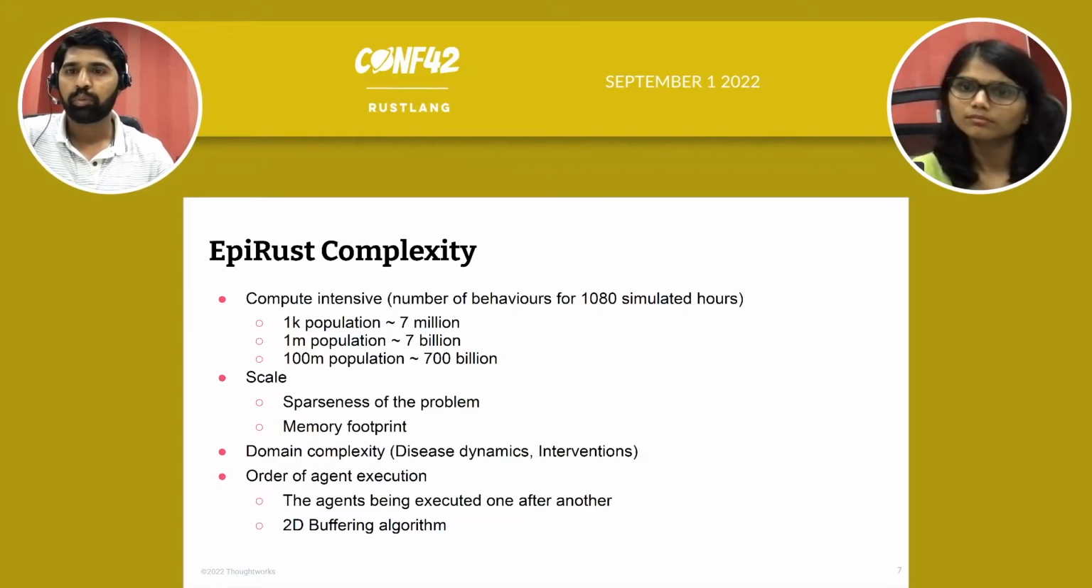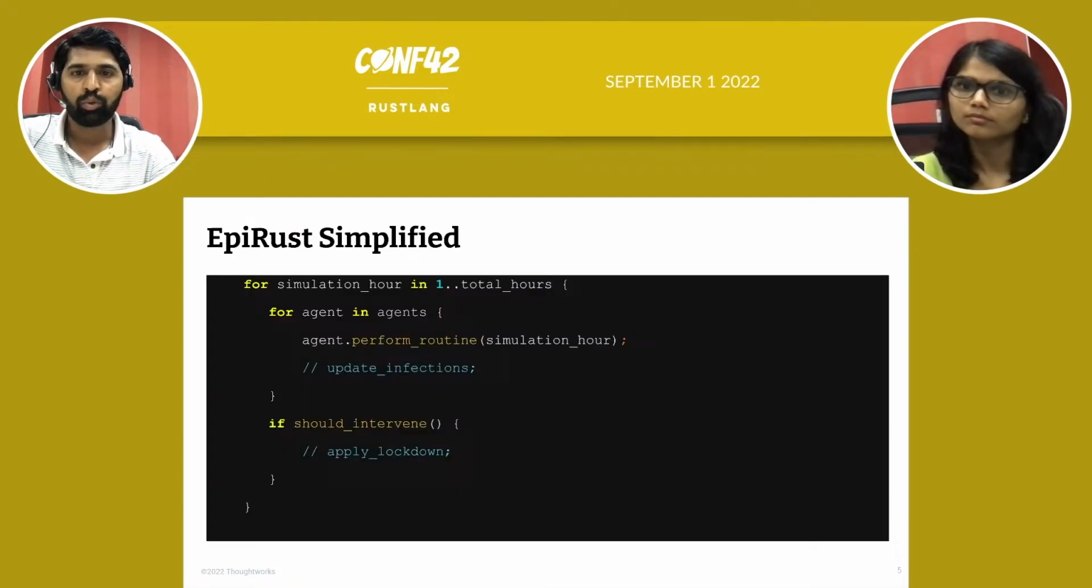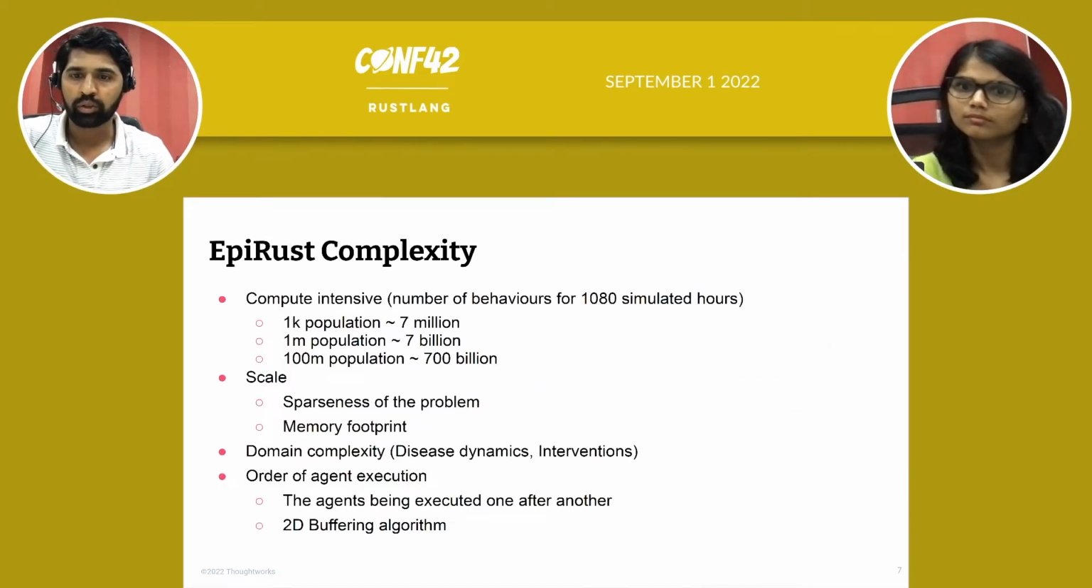If we increase the population to 1 million, the number rises from 7 million to 7 billion. And moving one step ahead from 1 million to 100 million, the number of behaviors will move on to 700 billion. Also, when we talk about scale, if we carefully look at the matrix on the right, the matrix is sparse, most of the places are empty, which means we will also need to take care of the memory footprint when we are building such a model in memory.